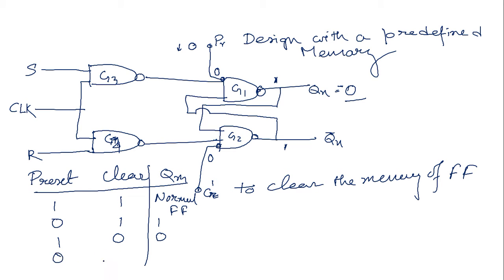If both inputs, clear and preset, are 0, both are conflicting with each other. Preset will direct the flip-flop Qn to be 1, while clear directs the flip-flop Qn to be 0. So this state is generally not used. So this is the relation between preset and clear with Qn.